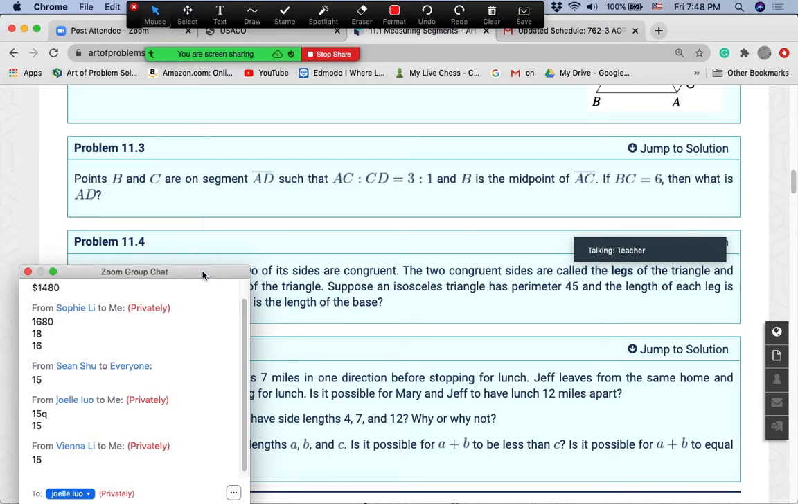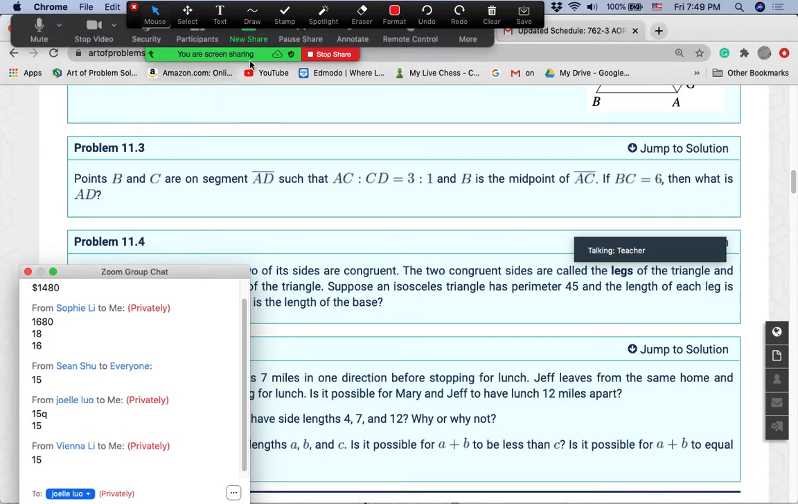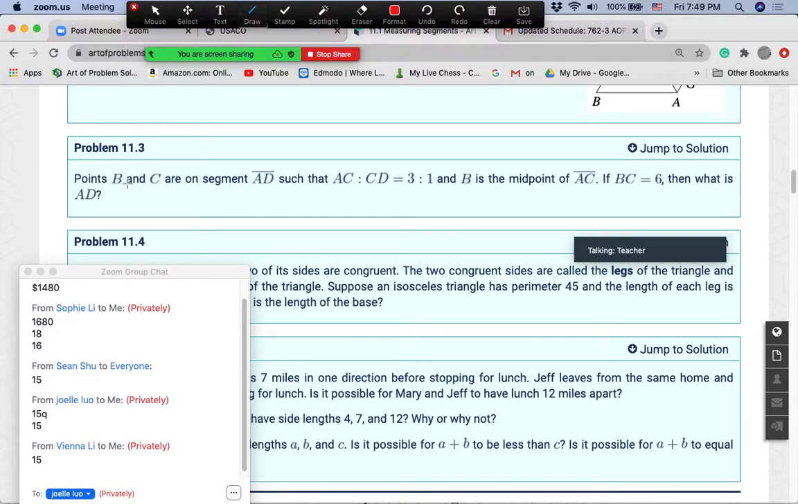Okay, so first, everybody, you need to draw a diagram on your scratch paper. Otherwise, you don't know what this one is talking about, right? So first, you need to draw a diagram. Now, let's do this. First, they tell you points B and C are on segment AD. So now, let's draw AD first.